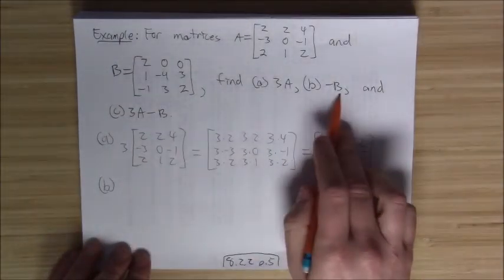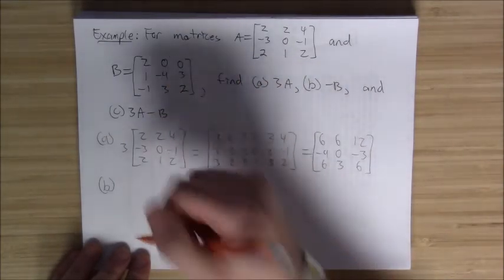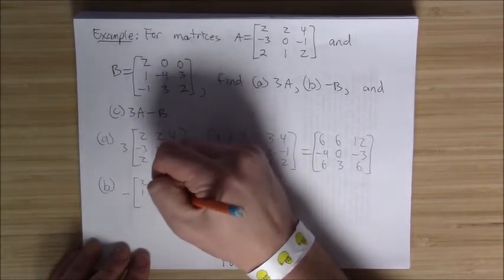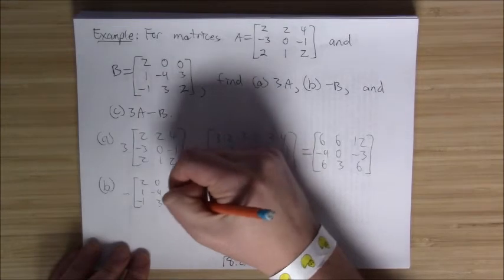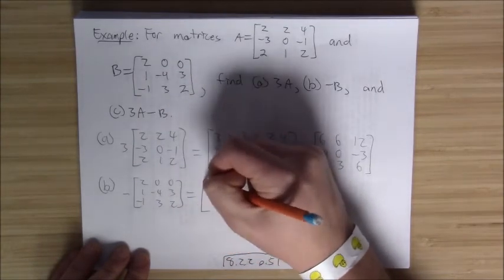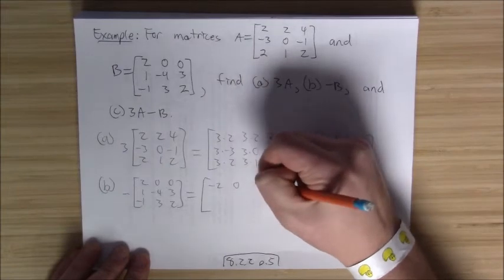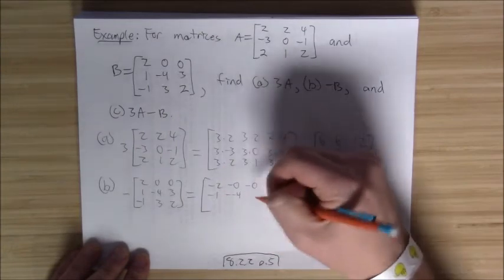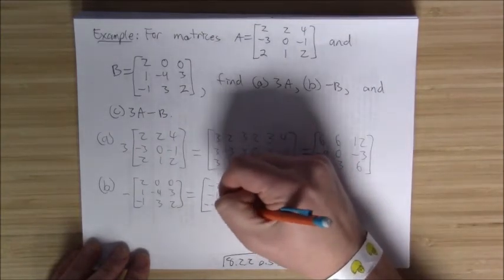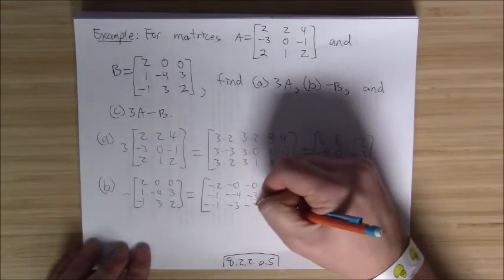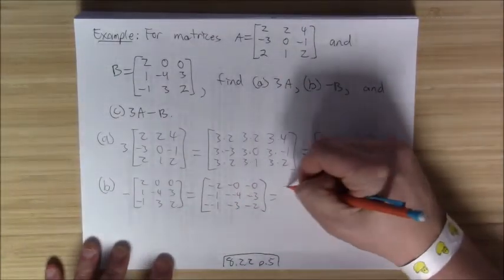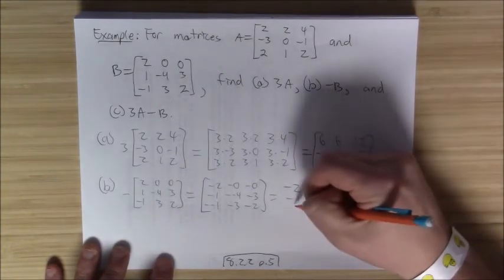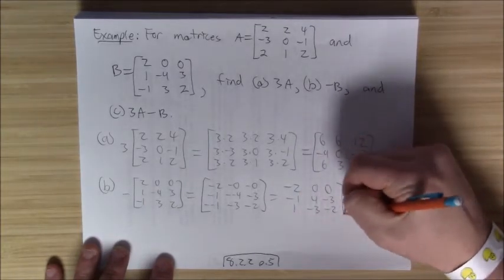Well, for B, we just take the negation. The negation just puts a negative on all of those. So the negative of 2, 0, 0, 1, negative 4, 3, negative 1, 3, 2 just applies a negative to everything. If we clean that up just a tiny bit, we get negative 2, 0, 0, negative 1, positive 4, negative 3, positive 1, negative 3, negative 2.